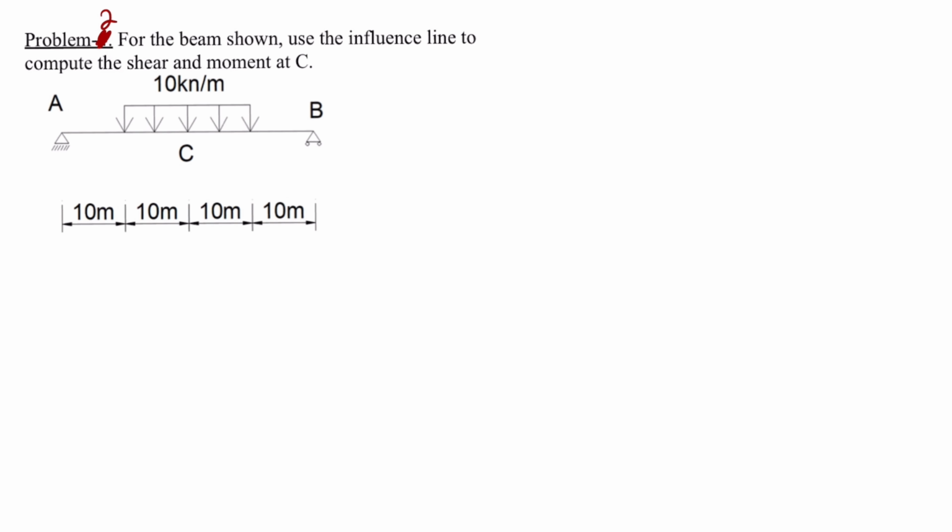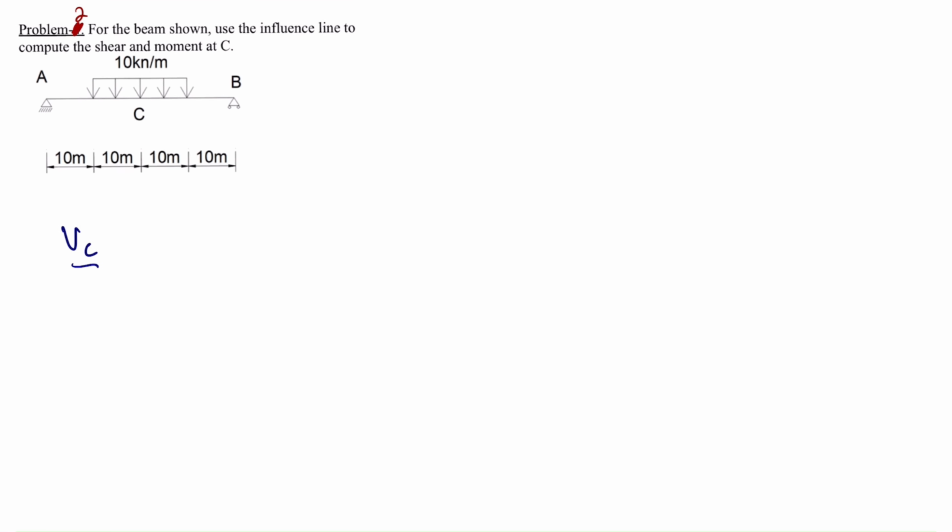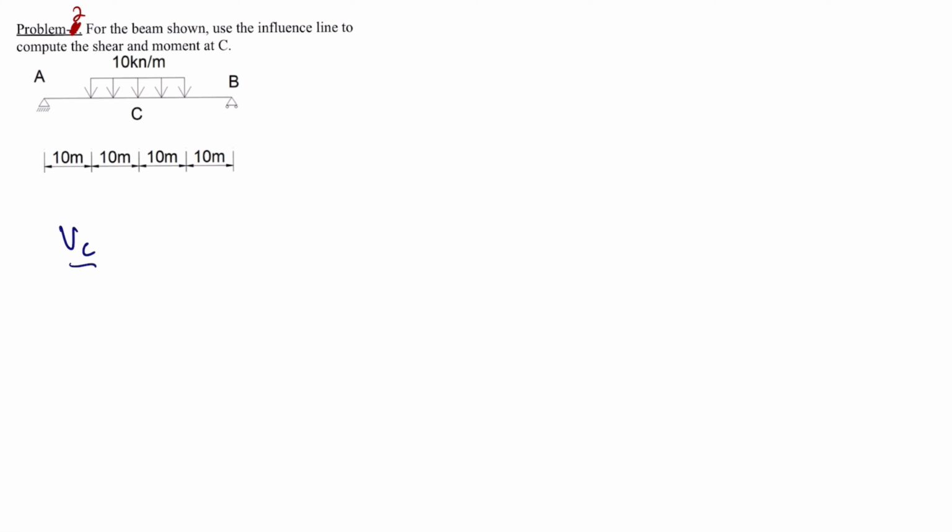So problem 2 reads, for the beam shown, use the influence line to compute the shear and moment at C. So we will start off by computing the shear at C. As we did in the first problem, we first have to draw the influence line for the shear at C. So we can label this A, B, and C.